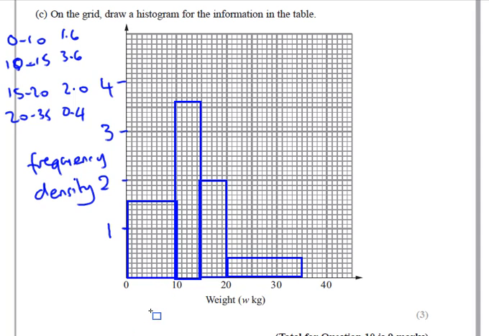If we wanted to quickly check our frequencies, we're going to have a class width of 10. 10 times 1.6 is going to be 16 people in there. The next one is going to be 5 up to a frequency density of 3.6. So there's going to be 18 people in there, and then we've got another 5 times 2, 10 people in this histogram bar, and the last histogram bar is going to be 15 times 0.4, which is going to be 6 people in there.